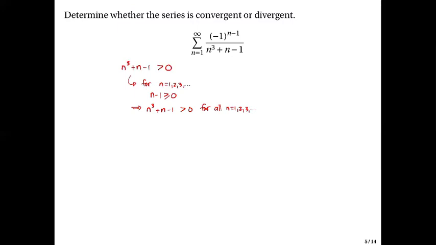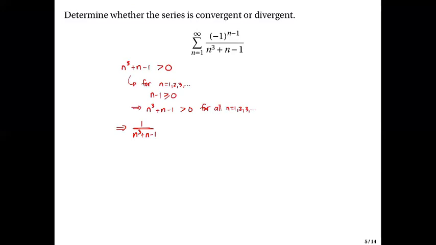So what does this mean? This is positive, okay? Which means that 1 over this guy here is positive. And then you have the term -1 raised to n minus 1. Therefore, this guy here is an alternating series, okay? So let us write those details. So here you have your 1 over n cubed plus n minus 1, okay?